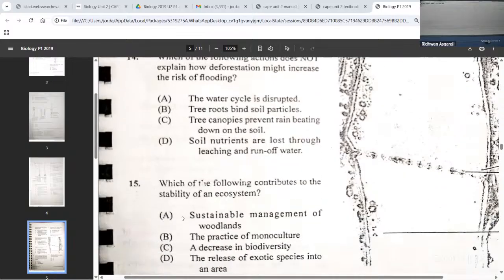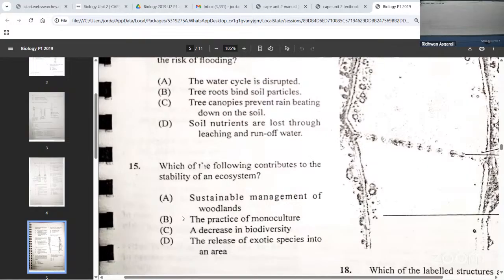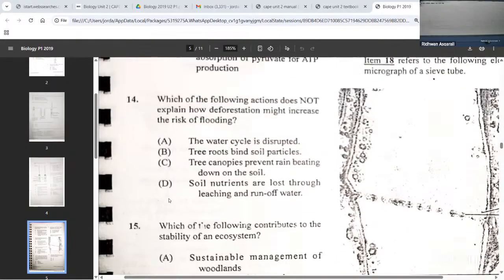Right, 15. Which of the following contributes to the stability of an ecosystem? Sustainable. Yeah, correct. All the others will not sustain an ecosystem. Right? Okay. Yeah, very good. Let's always keep the answers in mind for these cases, like 13 and 14 as well.